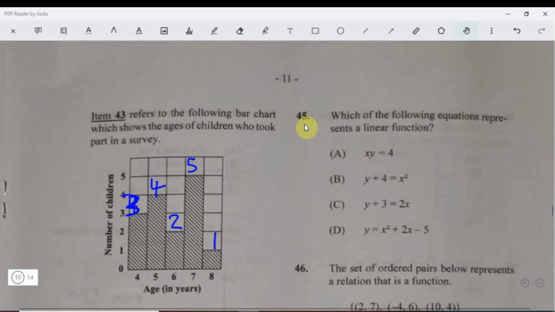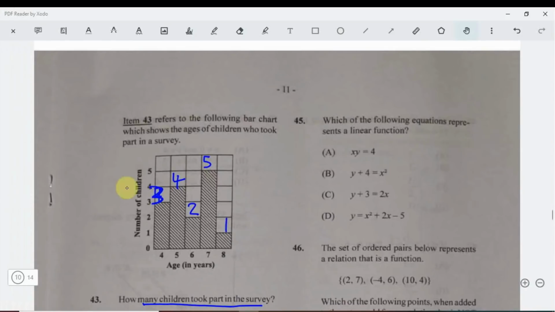Question 45. Which of the following equations represents a linear function? x times y? Nope. Once you see x times y, it's never linear. Once you see an x squared, never linear. So it has to be option C. A linear equation is generally in the form y equals mx plus c. I know it's not in its standard form, but that would be the linear equation.